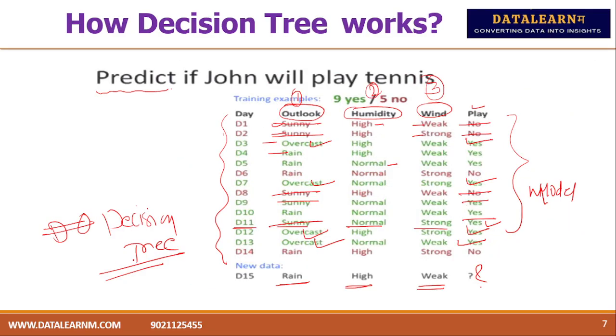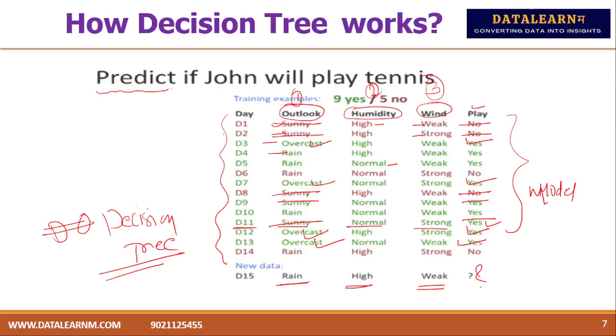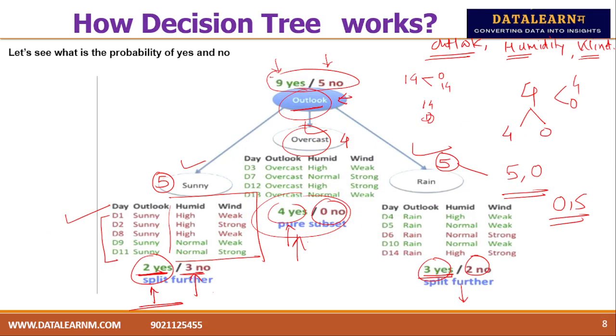From where are we getting this? When humidity is high, outlook is sunny, how many records are there? 3 records are there. All 3 records are saying there will be no play. When outlook is sunny and humidity is normal, 2 records are there. There will be a play.